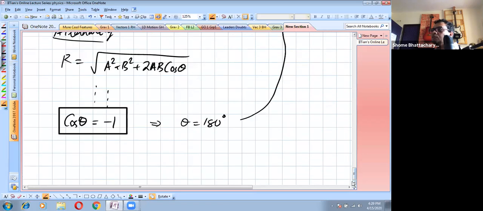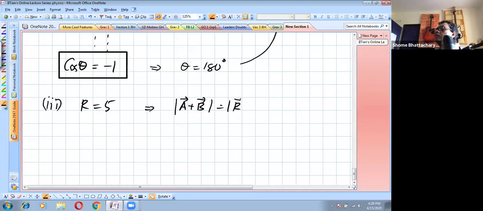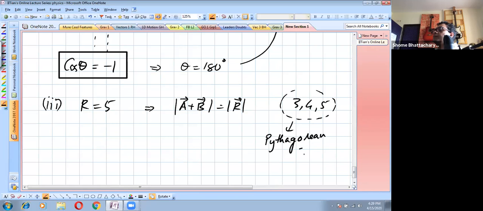And simultaneously, now I'm doing the third part, where we want the resultant to be 5. If I want the resultant to be 5, basically what I'm saying is that mod of A plus mod of B is equal to mod of R. Now A was 3, B was 4, and the resultant is 5. Common observation will show you that this is a Pythagorean triplet, which means that 5 square happens to be 3 square plus 4 square.